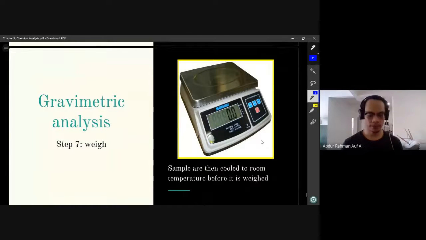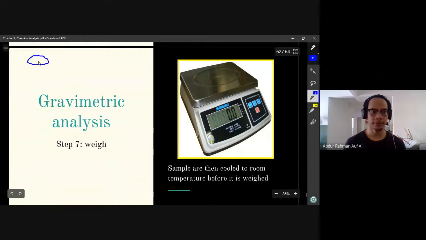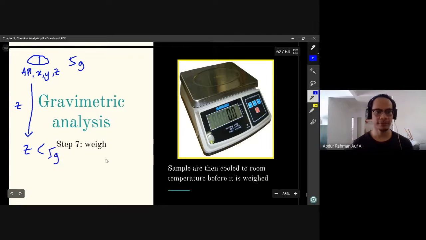So the logic is, kalau lah initially it was a tablet kan, dalam tu mengandungi API, bahan X, bahan Y, bahan Z, and then we go through all this process just to extract bahan Z sahaja. So the logic is, kalau ini adalah 5 gram, the final weight should be less than 5 gram, a lot less than 5 grams.